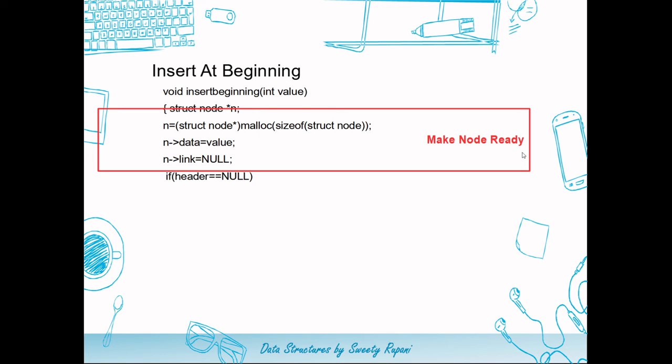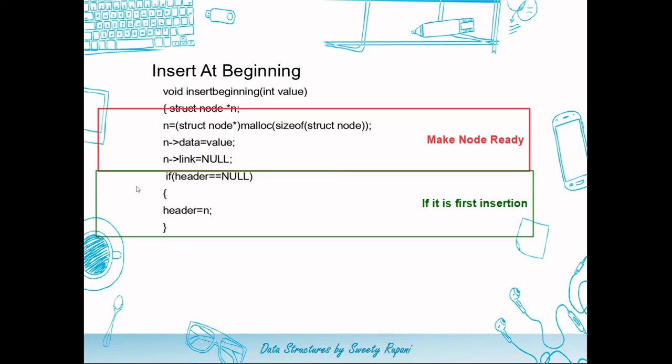Now we'll have to check if this is going to be my first insertion. It may be possible that I am making a call to this insert beginning as the first call. So in that case, initially the list was empty. So if header equal to null, header also should get to know who is going to be the first node. So that's what we are doing. We are writing header equal to n. So header will store the address of the newly created node. Header will now know that the newly created node is the first node. If this is a first insertion, then and only then this part would be executed.